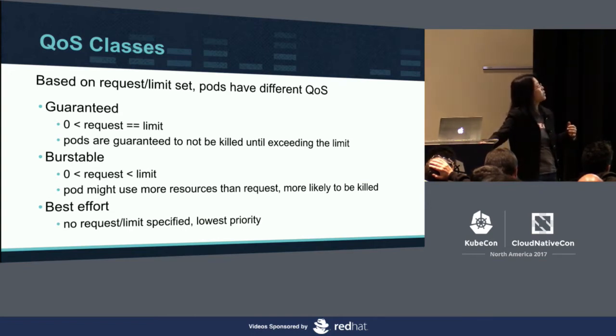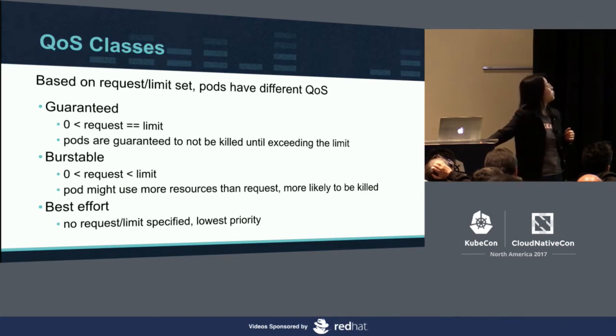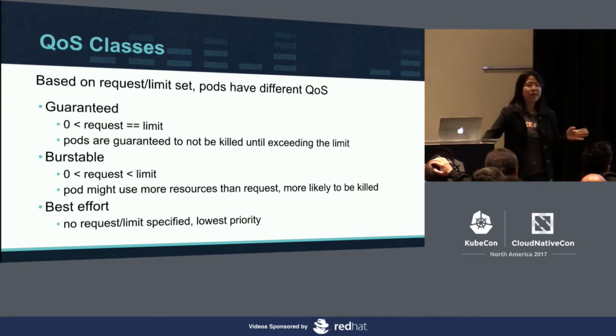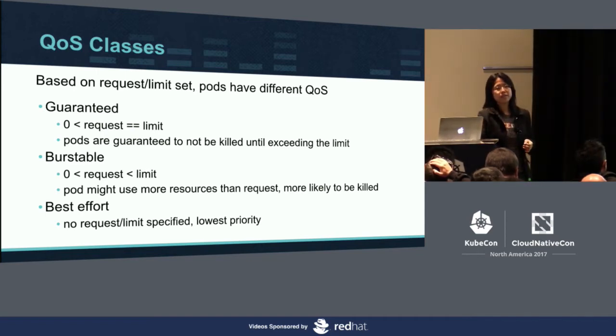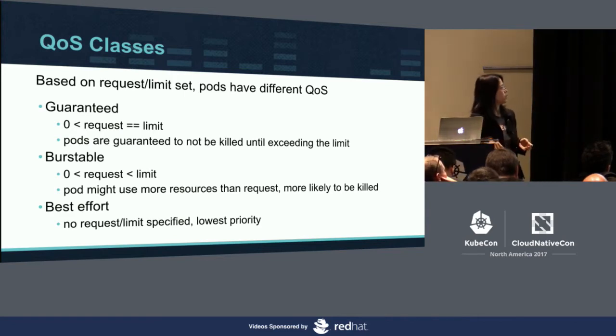And also, as we mentioned, we want to support burstable workloads. So when your request is smaller than the limit, and the limit is higher, we call them burstable pods. They can use more resources than they request, but they are more likely to be evicted compared to guaranteed. And the last one: if you don't specify anything for your pod, we call it best effort. Those pods can fit anywhere, so they can use any available resources. But if you need to evict pods to reduce the contention, the best effort pod will be the first target.